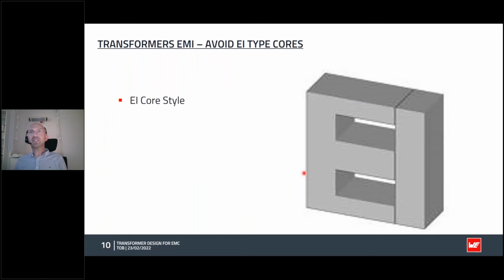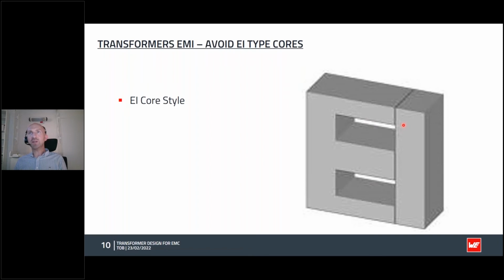Another thing that we should try to avoid is basically this type of core construction. So this is called an EI core. Maybe fairly obvious why it's called EI. So we have this E core here, shaped like an E, and then we have this I core here, shaped like an I. And these two are joined up to make a complete core. And of course, you'll have your windings then wound on a bobbin inside of this core.